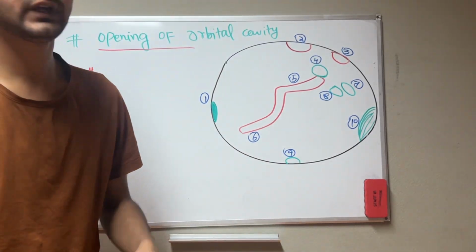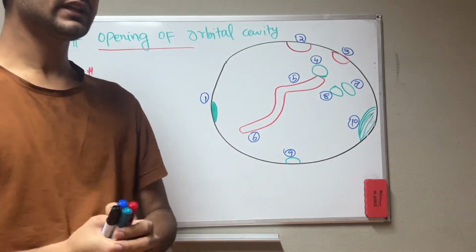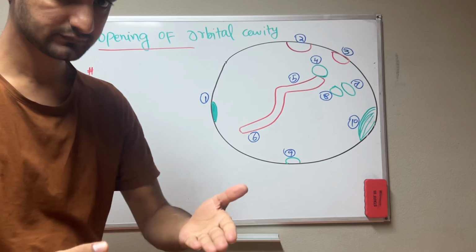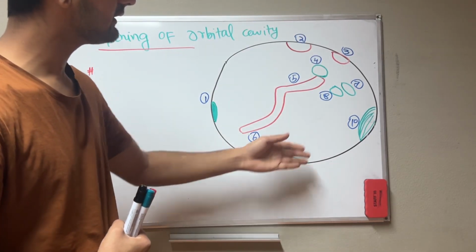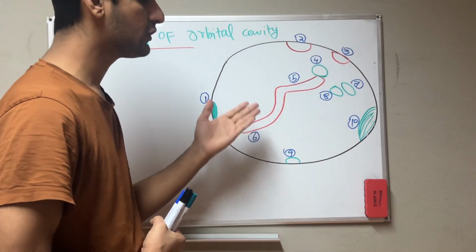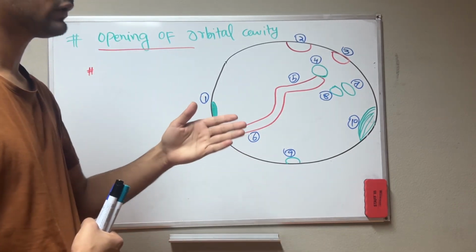Today we're going to discuss, because we already discussed the orbital cavity and its four walls, I will give a short summary. Superior wall, inferior wall, medial wall, and lateral wall we discussed in the last video, but today we are going to discuss the openings of the orbital cavity.